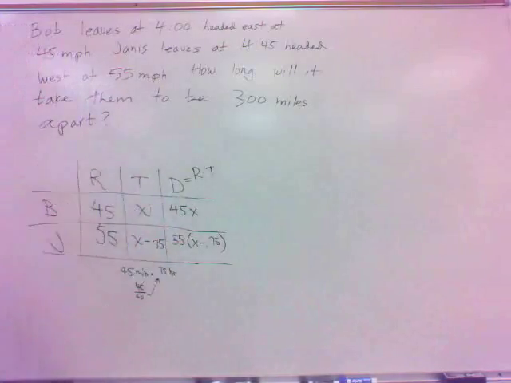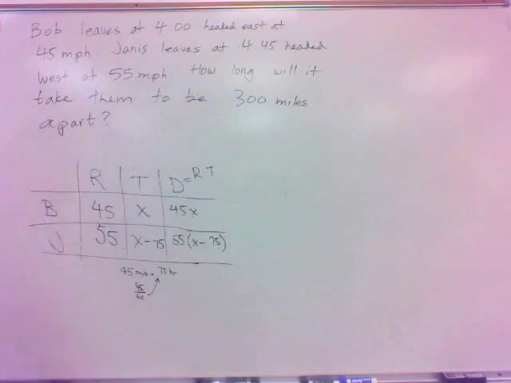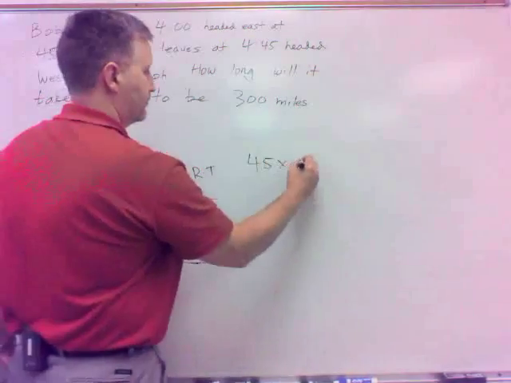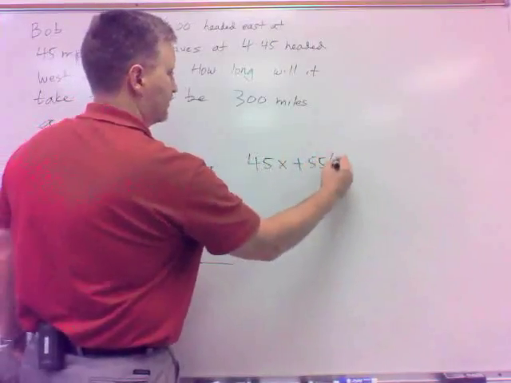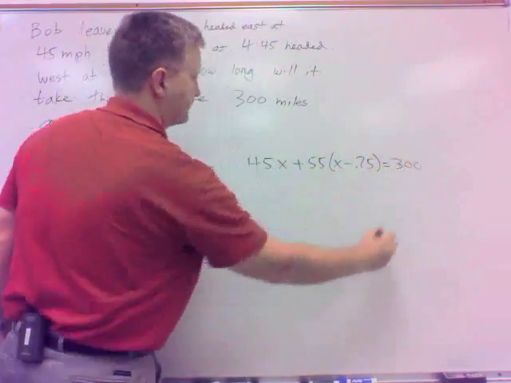When do I set them equal? Well, I would set them equal if I want their distances to be equal, right? If I'm saying Janice is going to catch Bob or something like that, the distances would be equal. But here, I want the total mileage to be 300, so I add these two together. And that equals the 300.